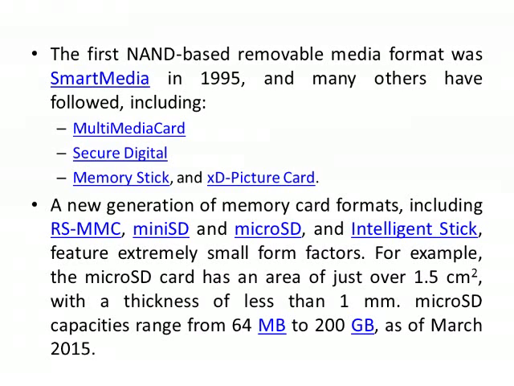A new generation of memory card formats, including RS-MMC, miniSD, microSD, and Intelligent Stick, features extremely small form factors. For example, the microSD card has an area just over 1.5 square centimeters with a thickness of less than 1 millimeter. MicroSD capacities range from 64 megabytes to 200 gigabytes as of March 2015.